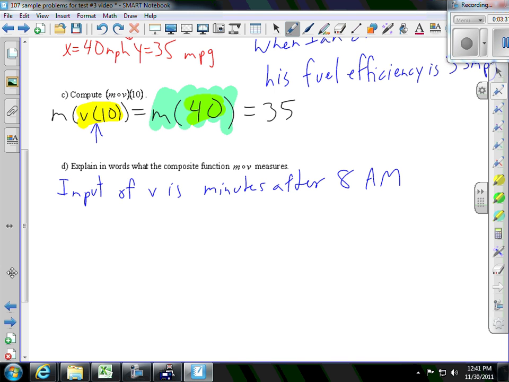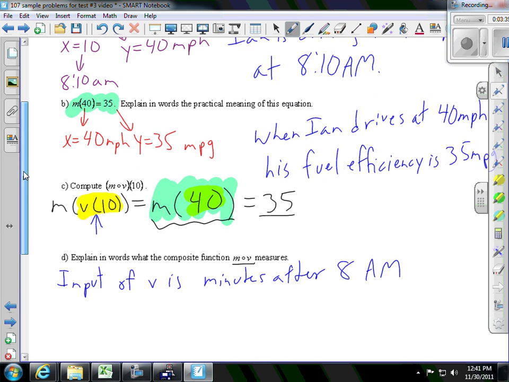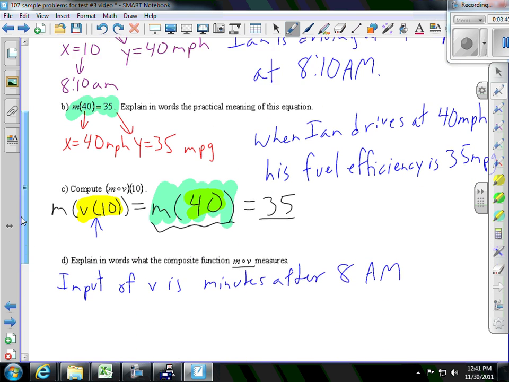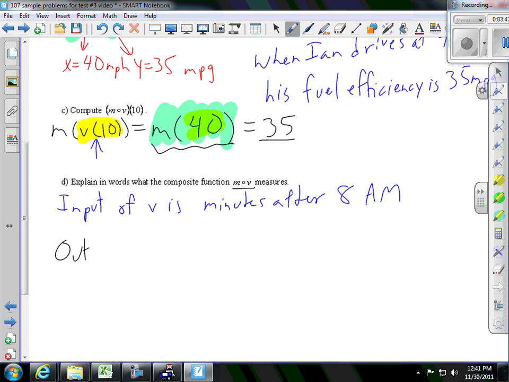And then the output of m circle v, you can take a look here, m of 40 is what we ended up with, and we somehow got 35. So the output is the output of m. So looking back at the output of m, it says m gives the fuel efficiency in miles per gallon. So the output of m is fuel efficiency in miles per gallon.